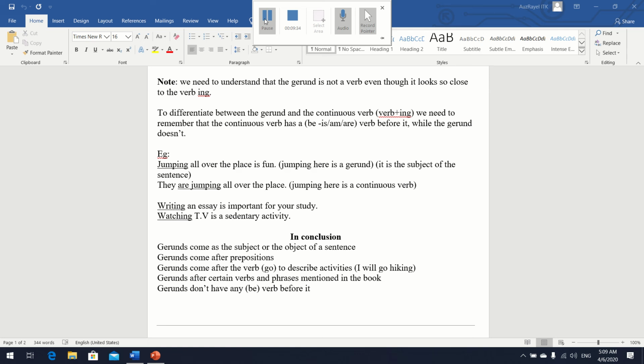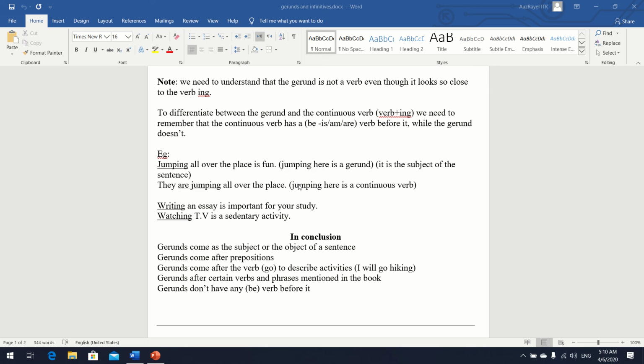So here we have a note that says we need to understand that the gerund is not a verb. Even though it looks so close to the verb ing, it is not a verb. To differentiate between the gerund and the continuous verb, which is the verb ing, we need to remember that the continuous has a be verb before it, which means is, am, are.